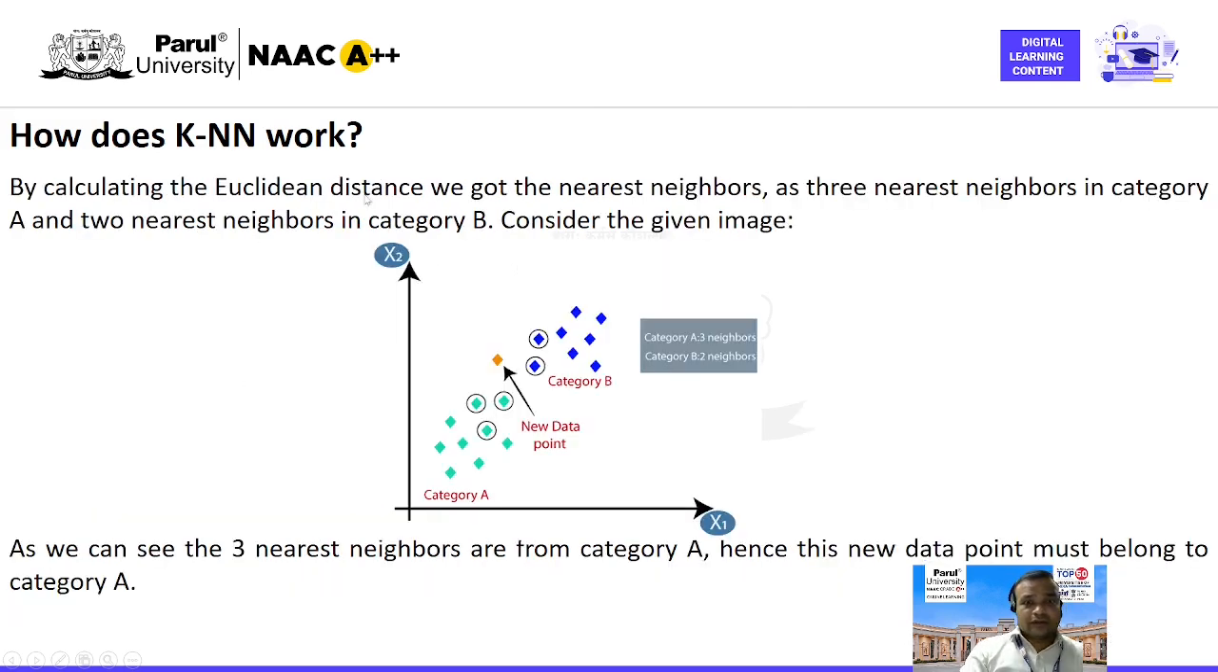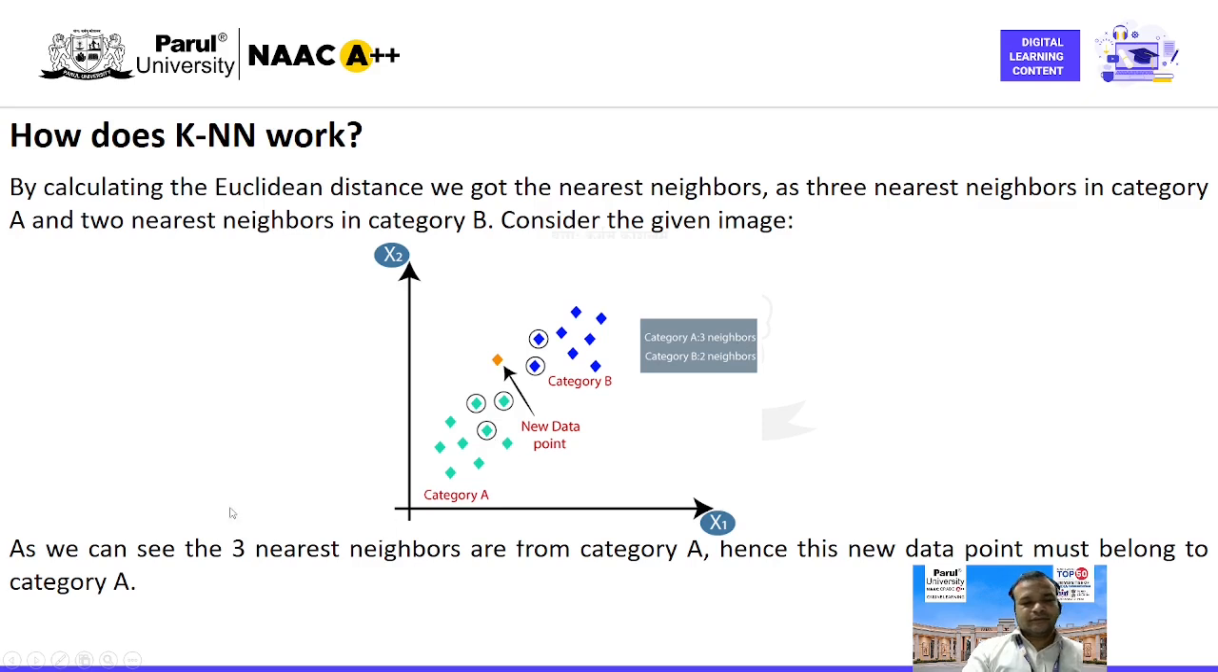By calculating the Euclidean distance, we got the nearest neighbors. Three nearest neighbors are in category A and two nearest neighbors are in category B. These are the nearest. This one and this one are category B, and this one and this one are from the other category. These are having less distance.